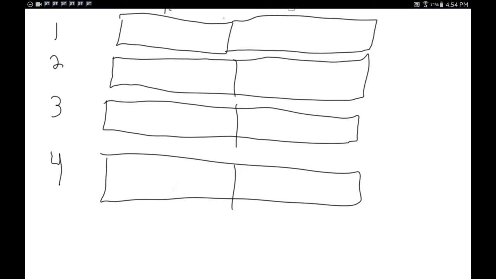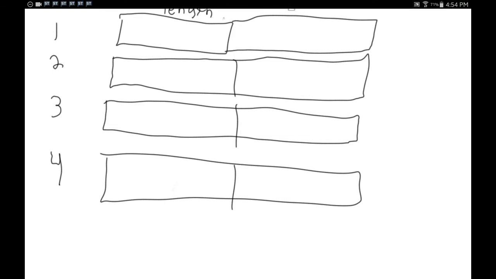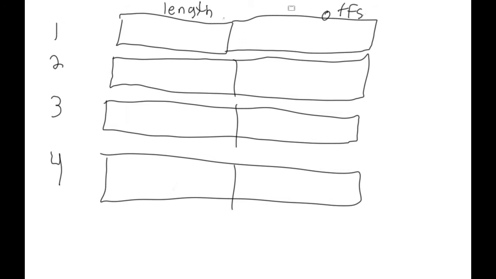Let's say that the left side is length, and then this is offset. Another important thing to mention is that the offset is in terms of 8 bytes. I honestly don't know why this is, but that's just how it's stored, in terms of 8 bytes. It's very important to remember that too.